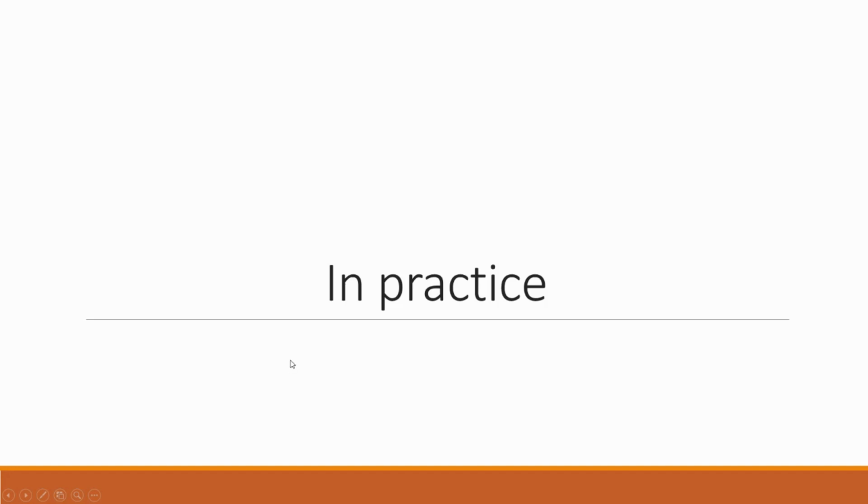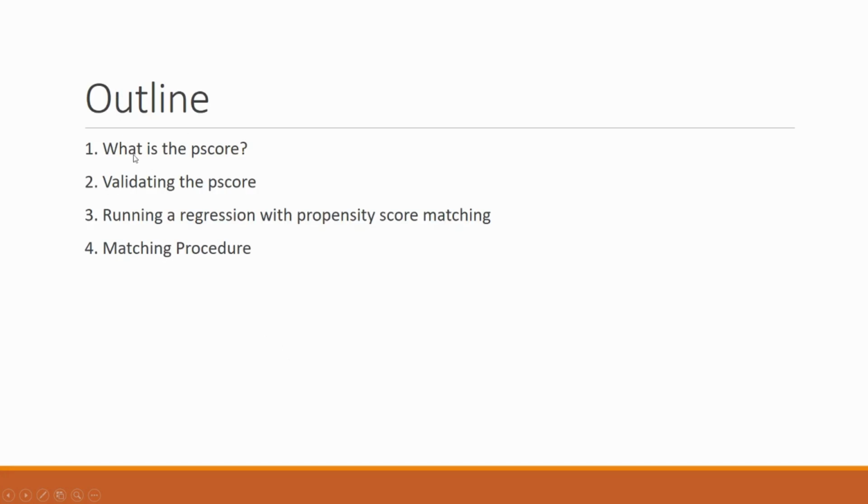Now, with all of that said, let's discuss what this looks like in practice. I'll review that quickly here in the lecture, and then we will get to Stata. So now, in practice, what is the propensity score? How do we validate the propensity score? How do we validate the assumptions? What does it look like to run a regression? And then what are the different matching procedures? We're just going to do a quick overview of this, and then we're going to jump into Stata and show what it looks like in practice.